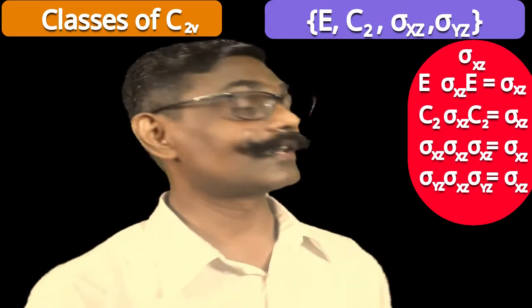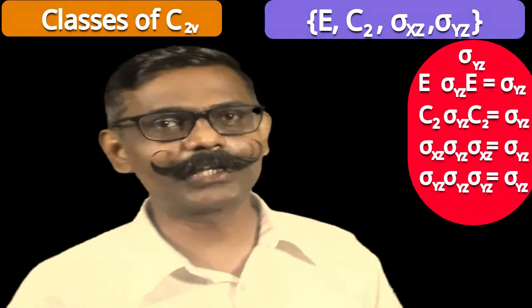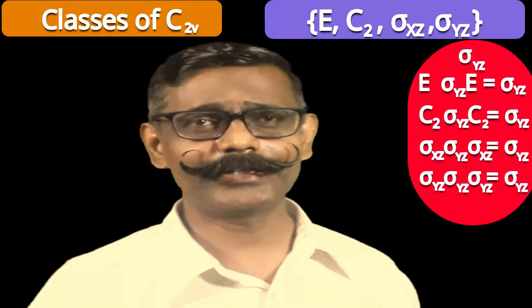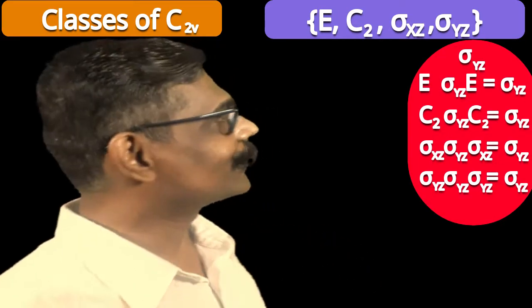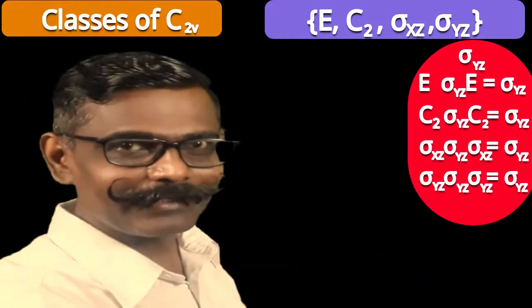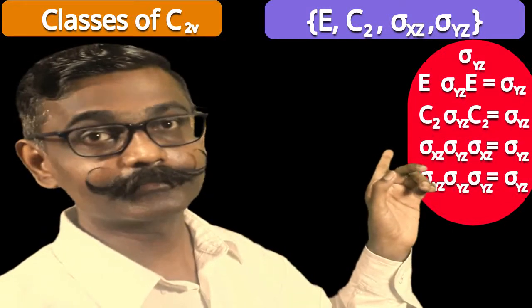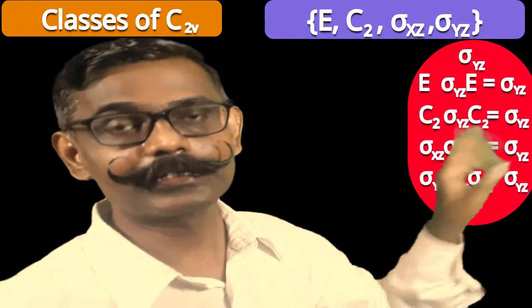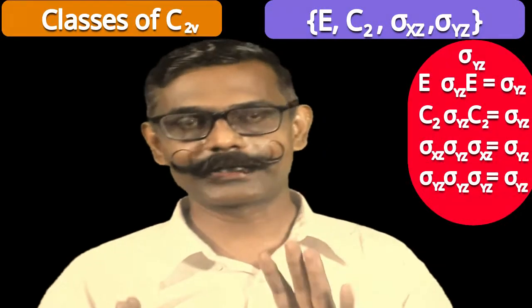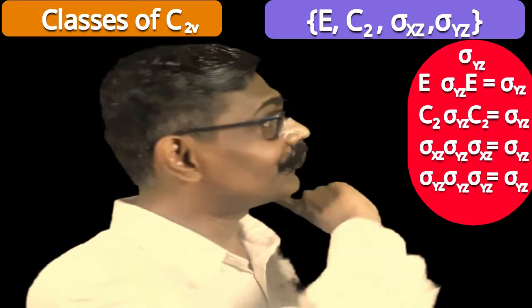Let us establish now the last class possible for the C2v point group. We want to establish now the transforms of sigma yz. And all other operations I will use in order to do the similarity transformation. So sigma yz is kept in the middle and the operations I am changing. At the beginning, identity as the inverse into sigma yz into identity as X. What is the result? Sigma yz. I hope you will understand. So sigma yz and sigma yz are conjugate to one another is the meaning of the first expression.